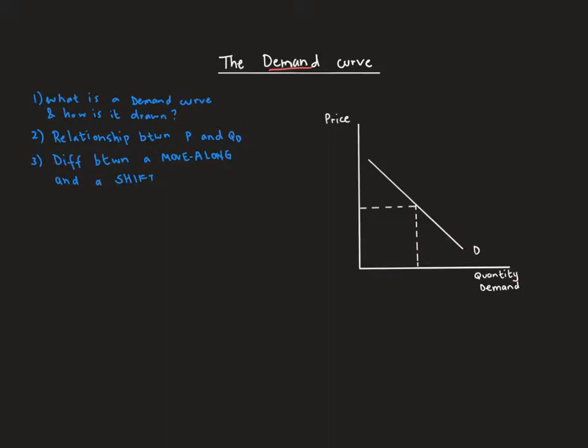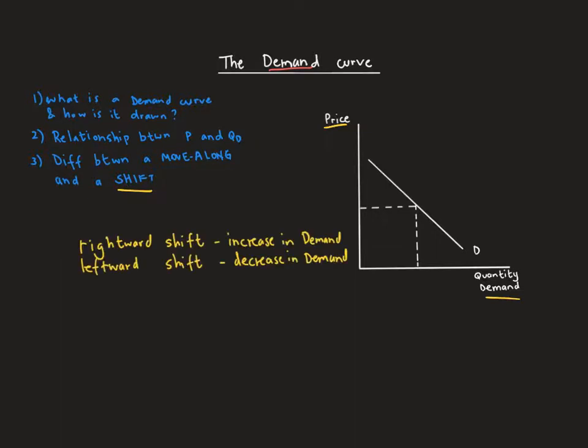Now that you understand how the demand curve is drawn, what to put on your axes when you're drawing your demand curve, we can now move on to the last concept, which is the shift of the curve. So how does the demand curve shift? It either shifts to the right-hand side or to the left-hand side. If the demand curve shifts to the right-hand side, we can say that there's an increase in demand. And when demand shifts to the left, we can say that there's a decrease in demand.